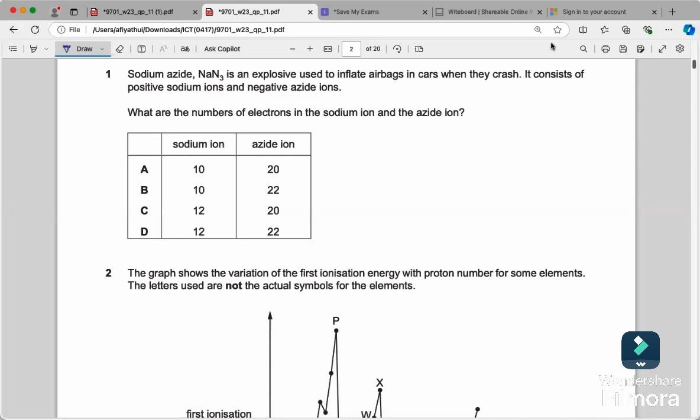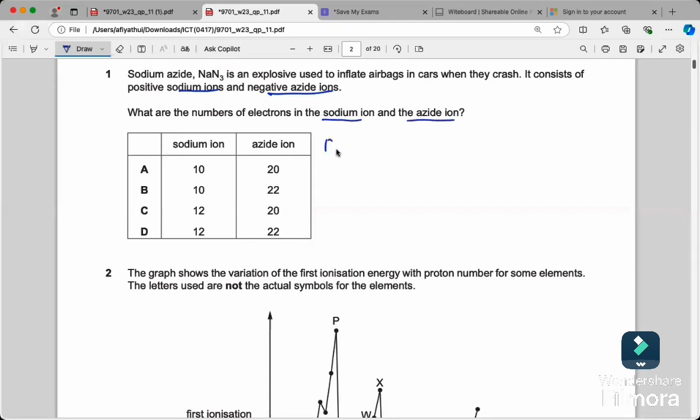Sodium azide is an explosive used to inflate the airbags in cars when they crash. It consists of positive sodium ions and negative azide ions. Underline the important key points in the question. What are the numbers of electrons in the sodium ion and the azide ion? As we know, sodium azide is given to you.